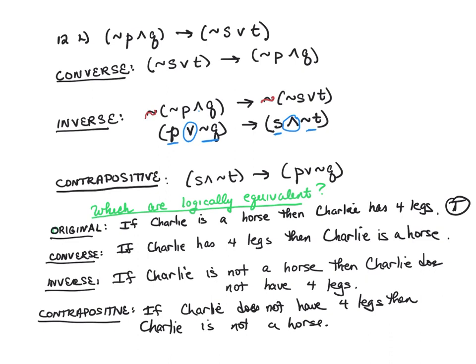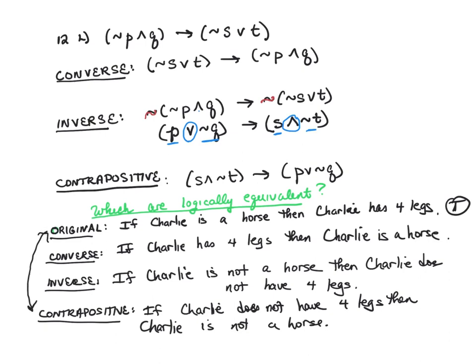But let's look at the contrapositive. If Charlie does not have 4 legs, then Charlie is not a horse. Well, I would tend to say, yeah, that seems to be true to me. Because if Charlie doesn't have 4 legs, then it couldn't be a horse. Because horses have 4 legs. So I would tend to think that the original statement is logically equivalent to the contrapositive.